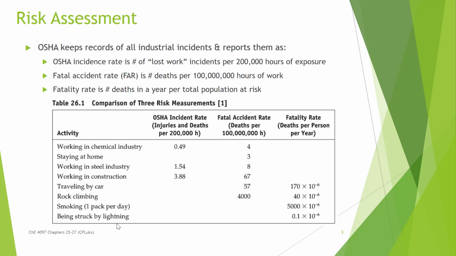So we'll start with risk assessment. OSHA keeps records of all industrial incidents and then reports them. And we've got some data summaries in our book in table 26.1. The incidence rate is the number of lost work incidents per 200,000 hours of exposure. And the fatal accident rate, or the FAR, is the number of deaths per 100 million hours of work. And the fatality rate is the number of deaths in a year per total population at risk.